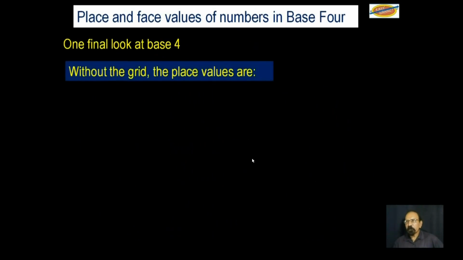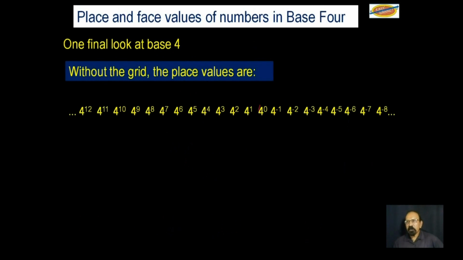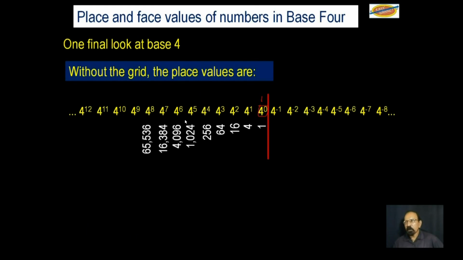One final look at base 4. Here is 4 to the 0. That is 1. The actual numbers 1, 4, 16, 64. That's 4 to the third power. 256, 4 to the fourth power, and so on.